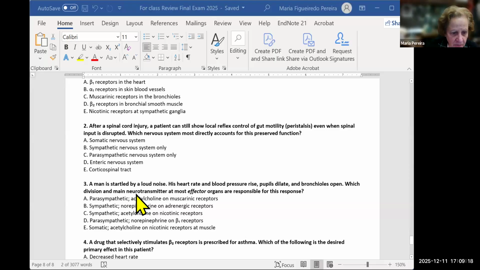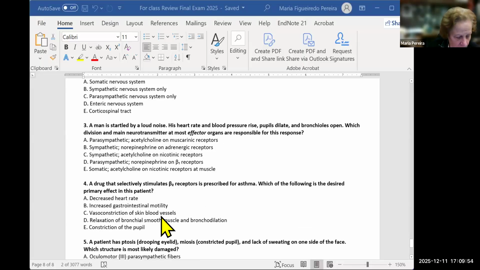A man is startled by a loud noise. His heart rate and blood pressure rise, pupils dilate, and bronchioles open. Which division and main neurotransmitter at most effector organs are responsible for this response? Sympathetic, norepinephrine, noradrenergic, right? The sympathetic acetylcholine or nicotinic, this would be sweat glands. Okay.